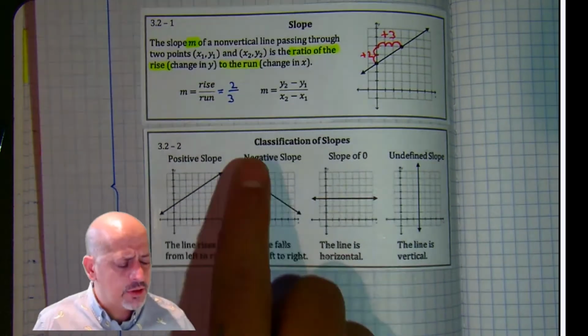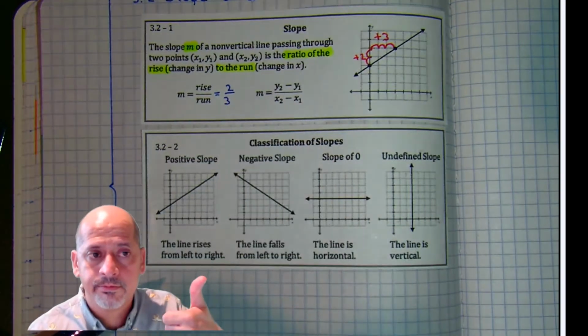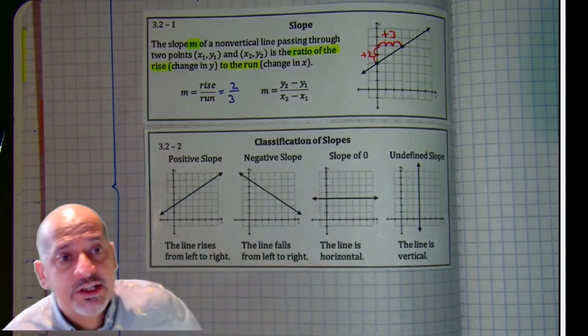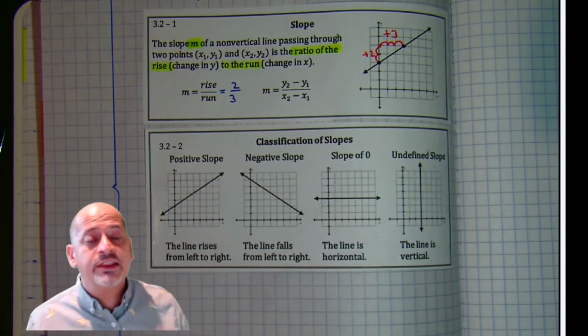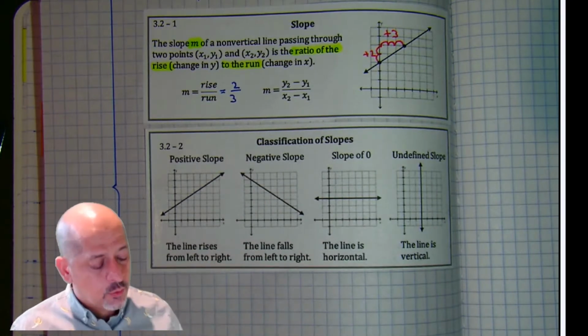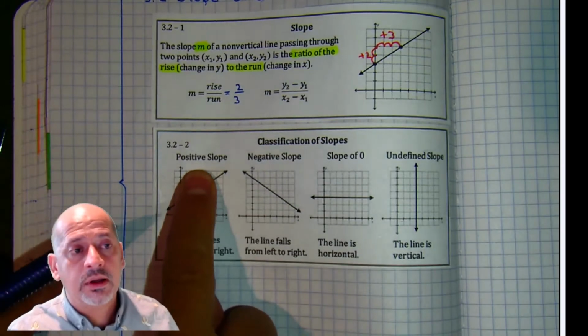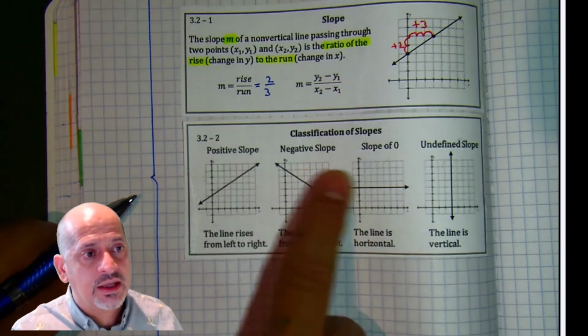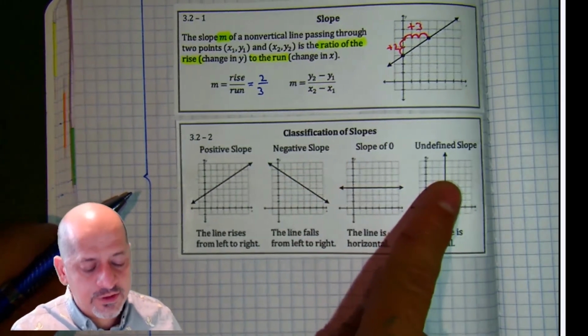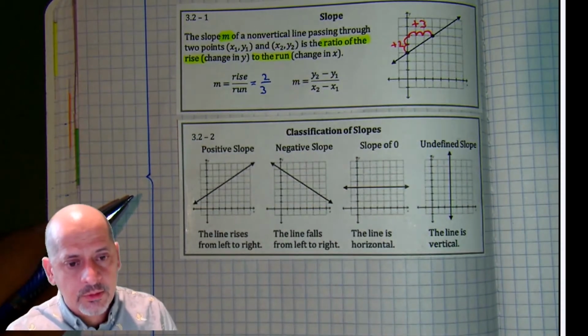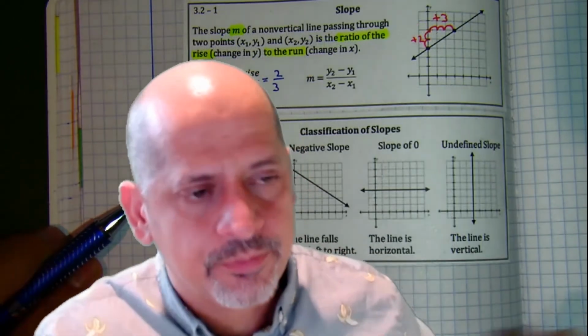Do you remember this formula from last year? Classification of slopes. We can classify the slopes in 4 different ways. We can have a positive slope, a negative slope, a zero slope, or undefined.